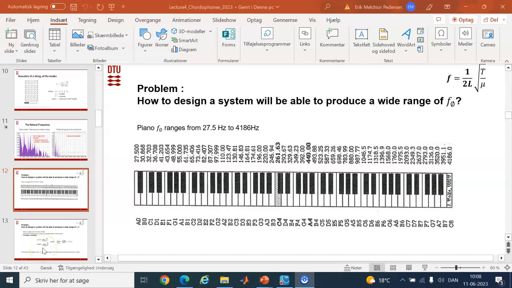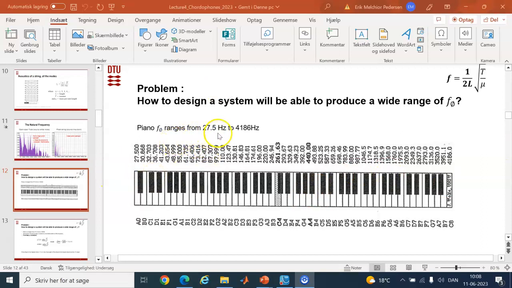Problem: how to design a system that will be able to produce a wide range of fundamental frequencies. Remember, for a string, the fundamental frequency is 1 divided by 2L times the square root of tension divided by mass per unit length, mu.